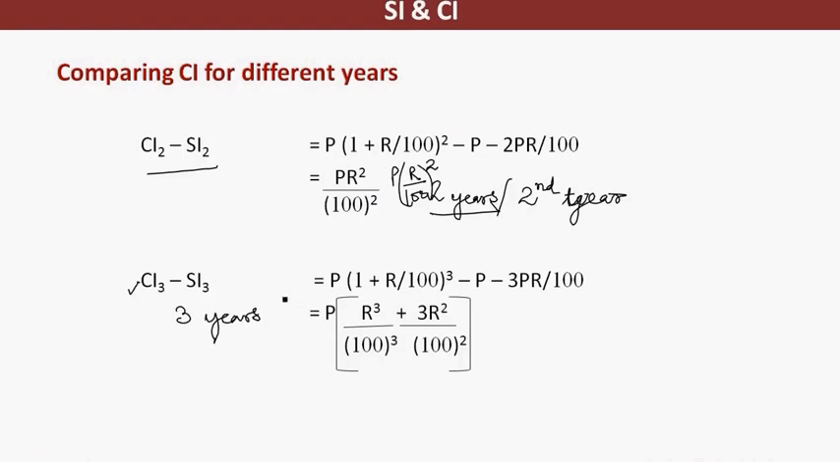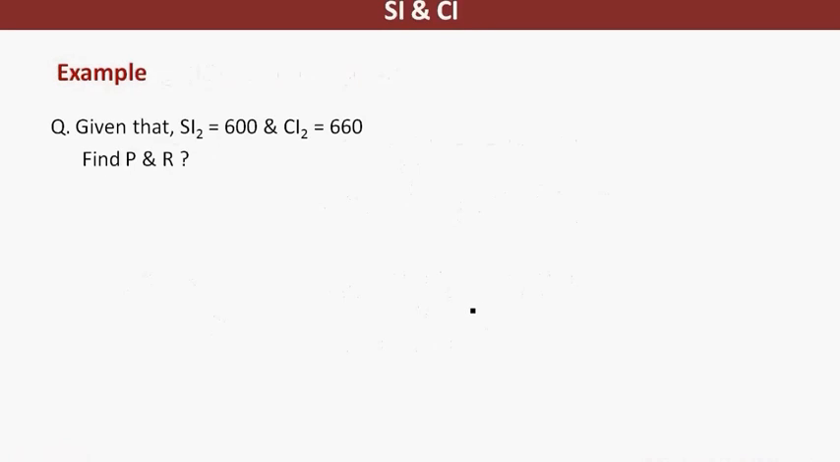Similarly, for 3 years, the difference between the simple interest and the compound interest would be given by the amount for 3 years minus the principal, CI for 3 years minus the SI for 3 years. So I will lead back to this answer. Let's look at some of the examples that will help us to understand the concept better.